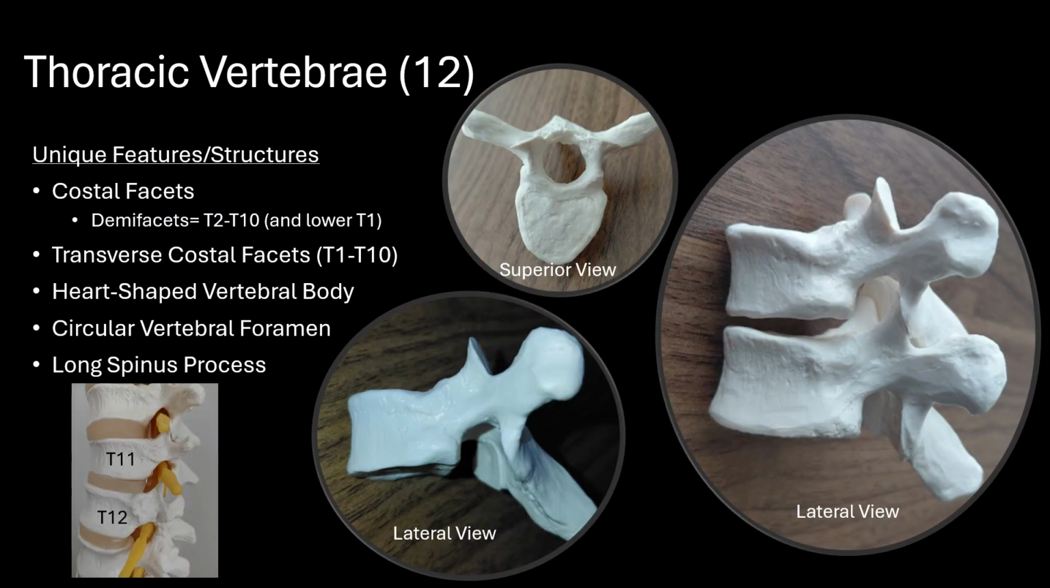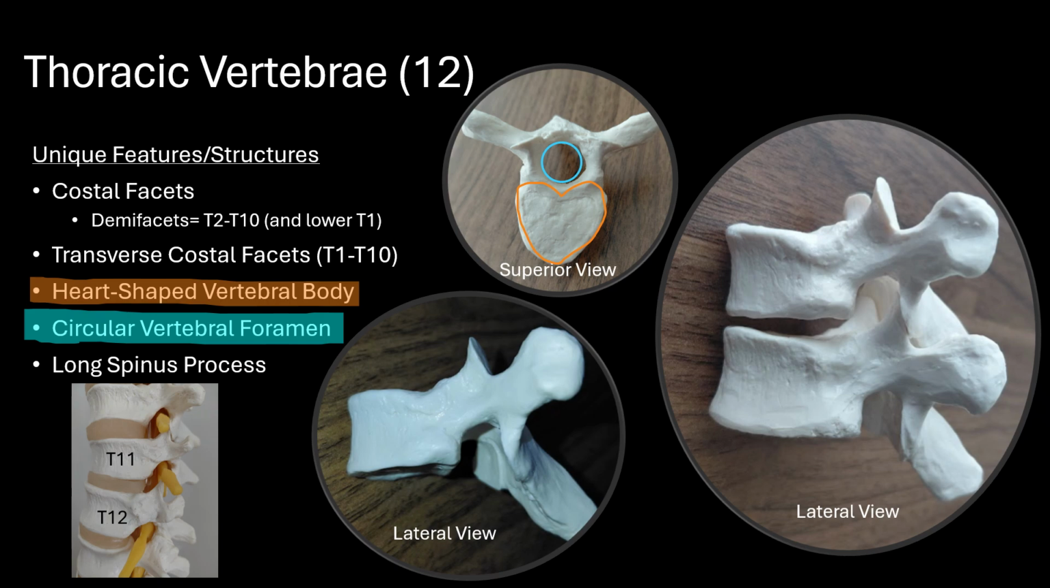So other than that, the unique features of the thoracic vertebrae include vertebral bodies that are heart-shaped, vertebral foramen that are circular and relative to other parts of the spine are a bit smaller, and lastly, the spinous processes are rather long and pointy, but a lot of students just like to look at the back of these thoracic vertebrae and look for the giraffe.